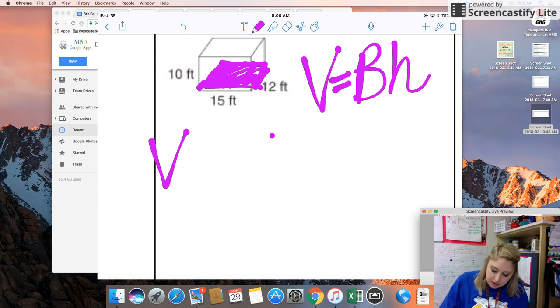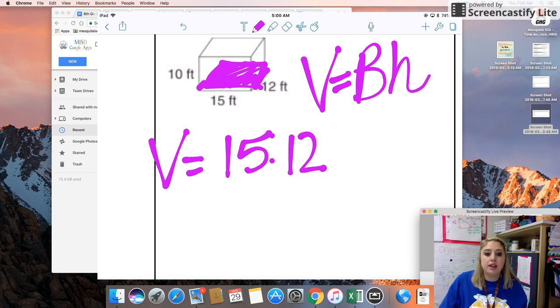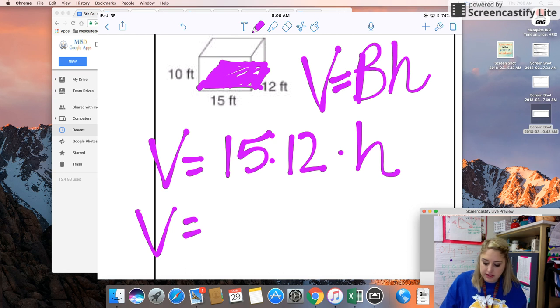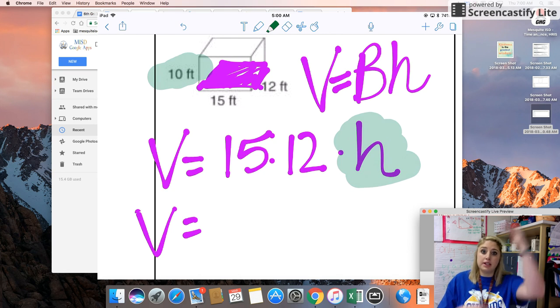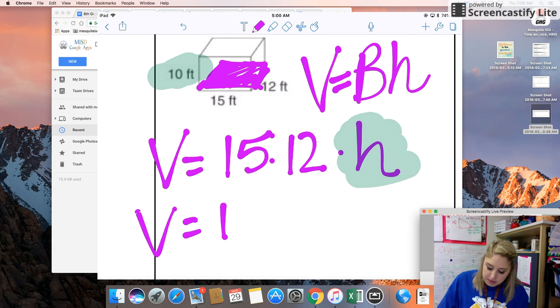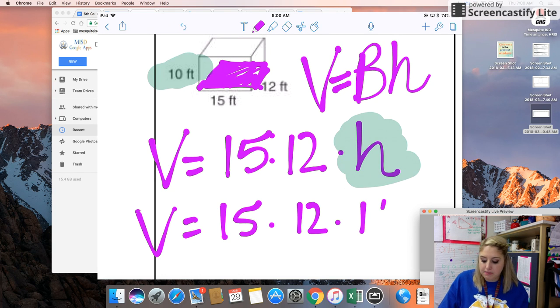So my volume equals my base, which is 15 times 12, times my height. Well, I could go ahead and do 15 times 12, but I also know that my height is 10 feet. It's 10 feet tall. So this would really be 15 times 12 times 10, which would give you that same formula as length times width times height. Do you see how they kind of go together?